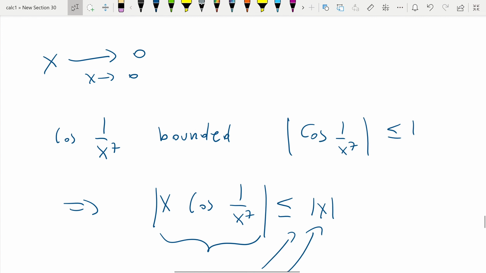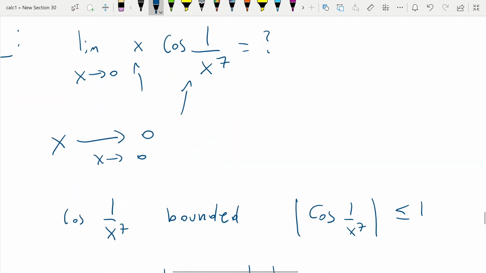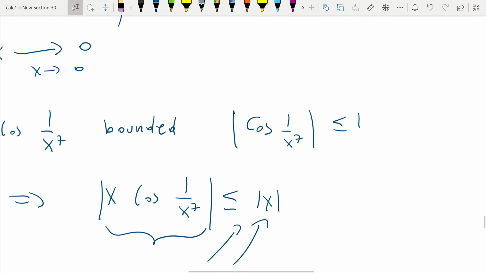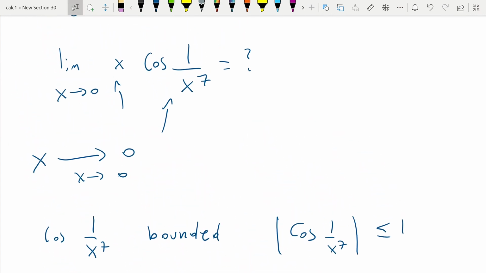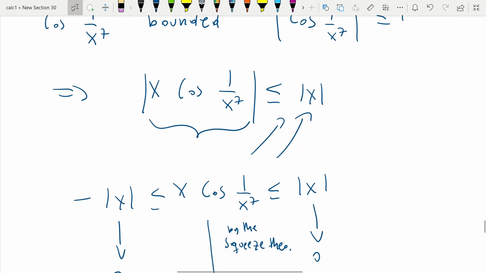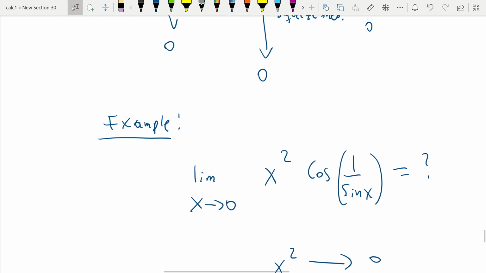Identify a function that goes to 0, in this case this expression here, and then a function that is bounded. You're multiplying both of them, so you start from the bound for the bounded function, which is this inequality here, and you multiply by the absolute value of the function that you know already approaches 0. Once you do that, the procedure is the same, and you arrive at the conclusion in the same way as we've done in these examples.